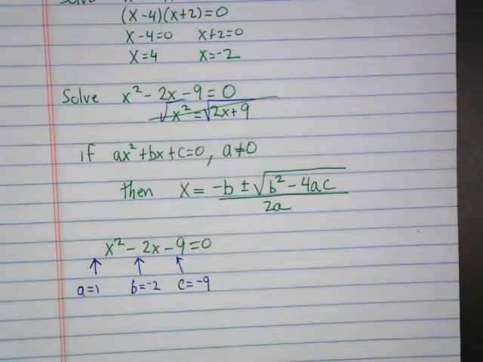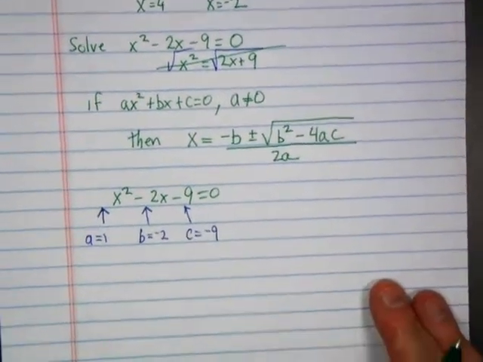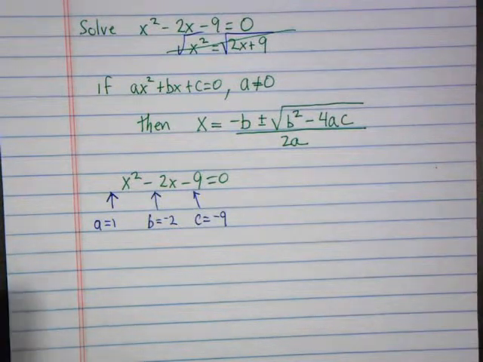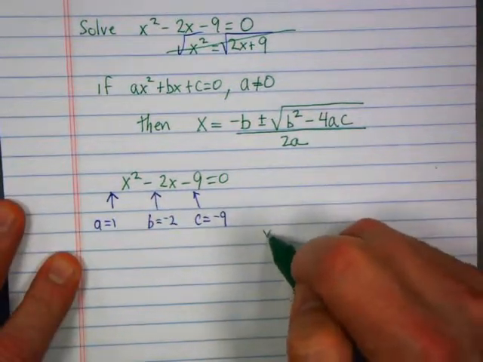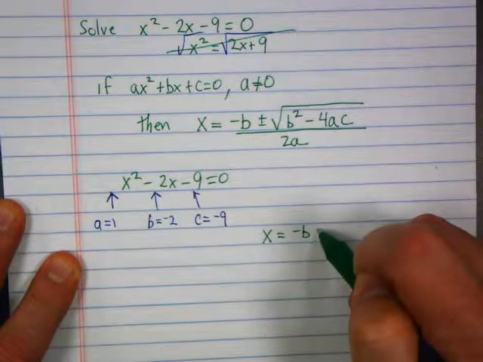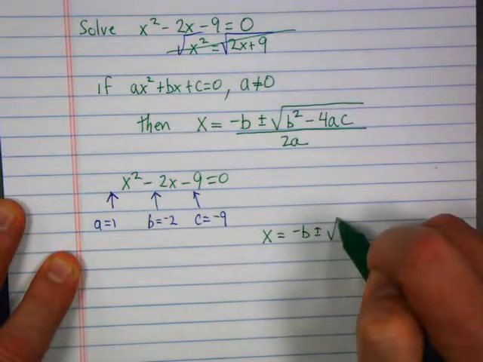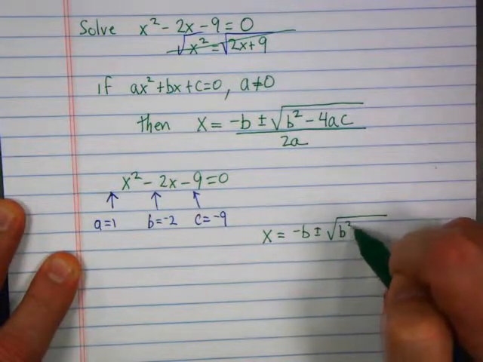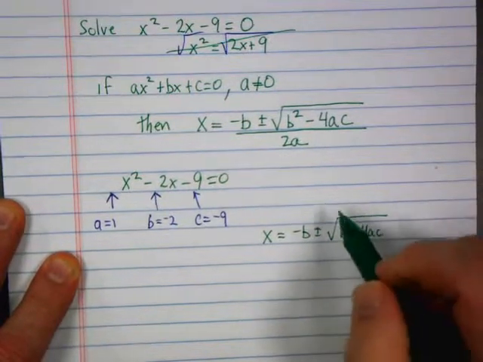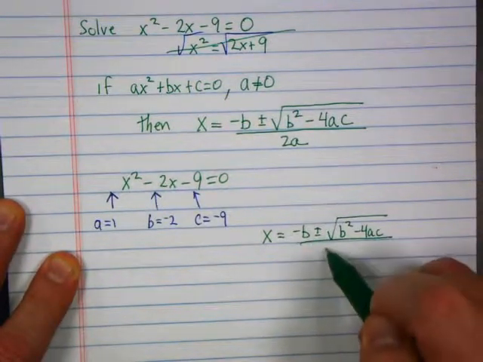All right, so all I'm going to do is take this big formula and just plug in all the numbers. So I'm going to write down the formula. x equals negative b plus or minus square root b squared minus 4ac all over 2a.